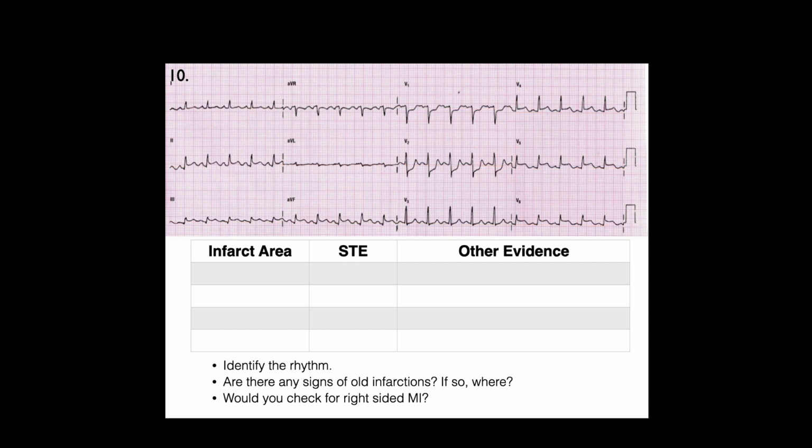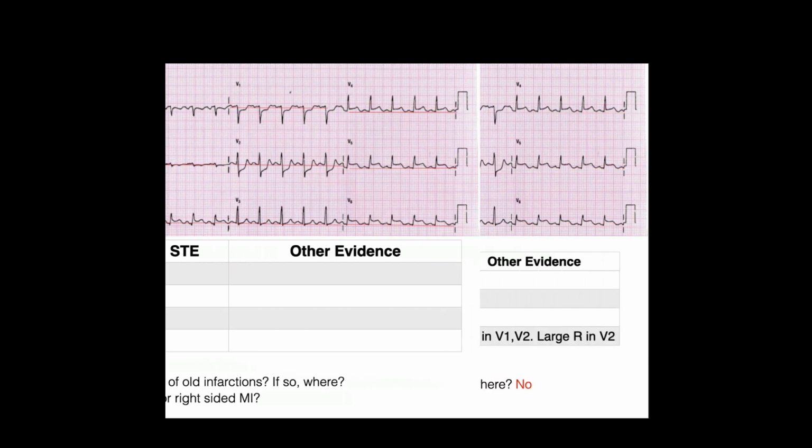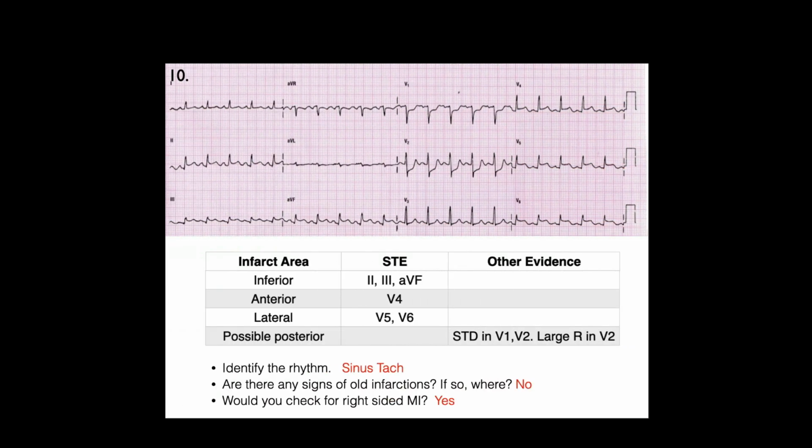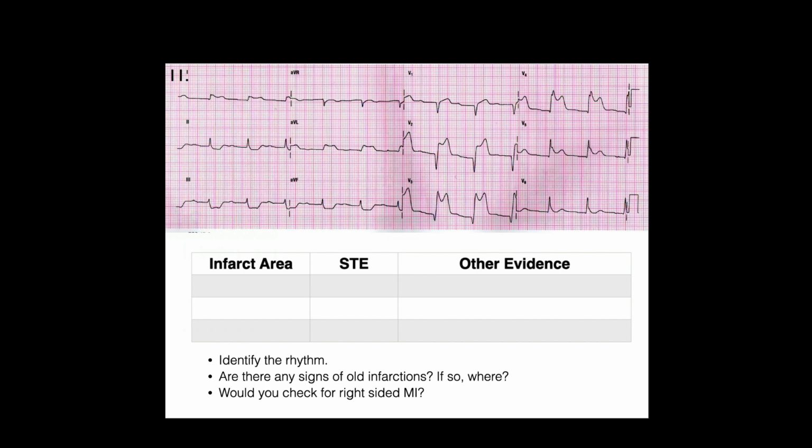Good. Okay, so inferior, and there really is no other evidence. It's just the ST elevation. Anterior, V4, V5, V6 are your contiguous leads, of which 2 are in the lateral region and 1 in the anterior region. There's also a possible posterior: ST depression in V1, V2, large R in V2. Okay, let's move along. Next one, please.